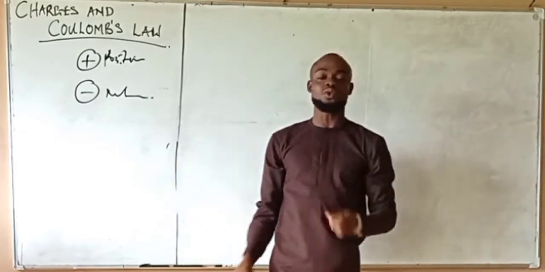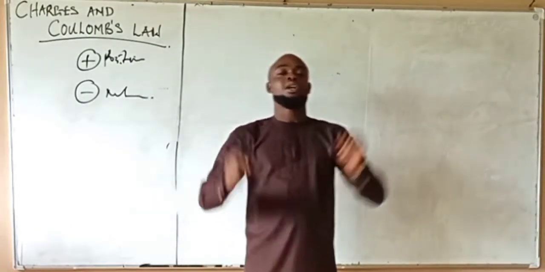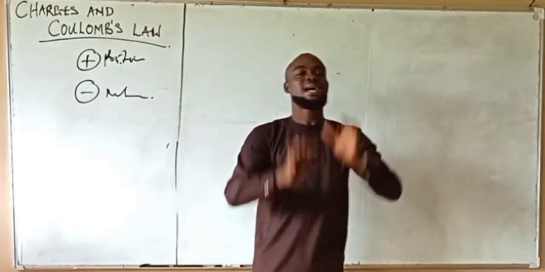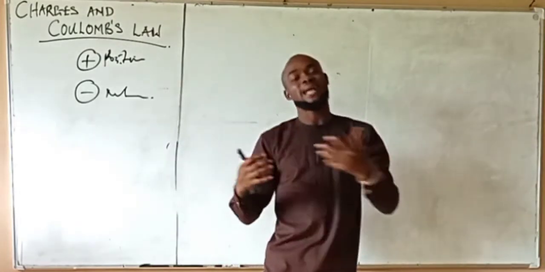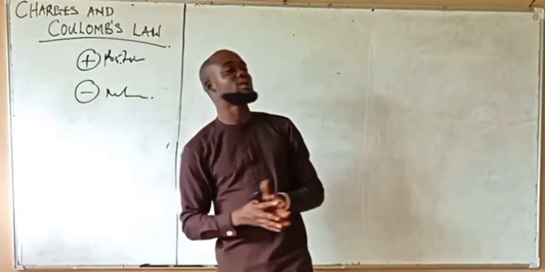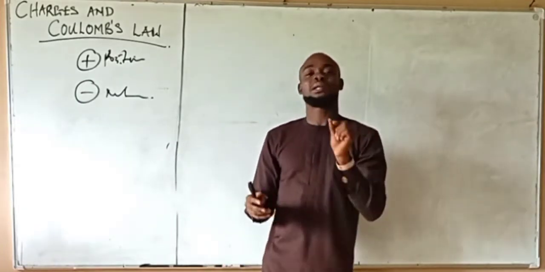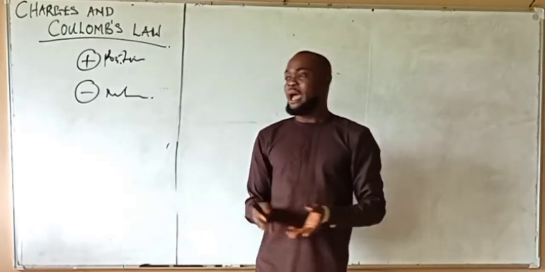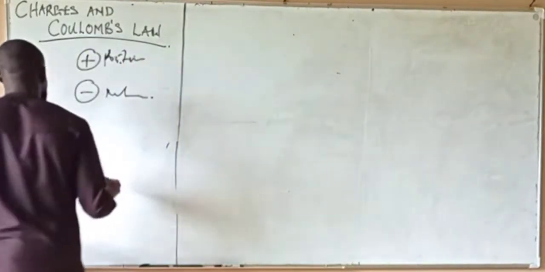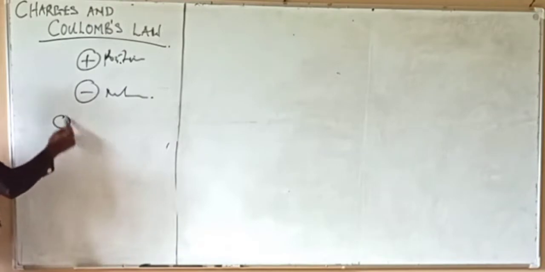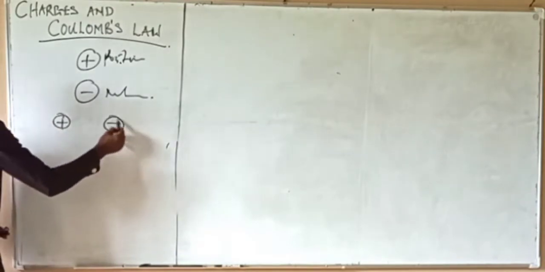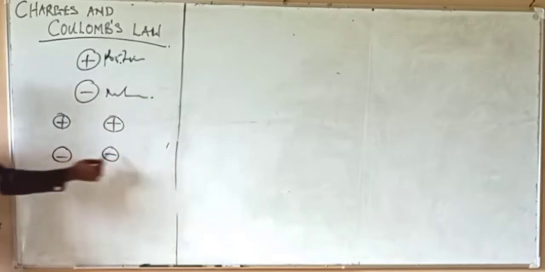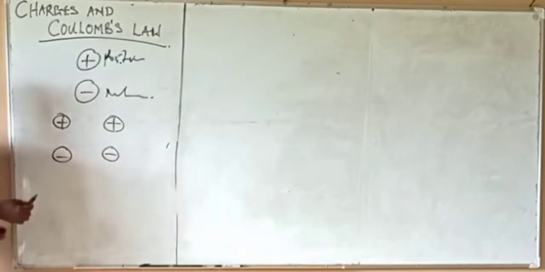Now, property two. Like charges will repel each other, while unlike charges will attract each other. Now, what do I mean? I'm trying to tell you that if two charges are like, what do I mean by like? If they are the same in form, or if their signs are the same, if they are both negative or both positive, they are called like charges.